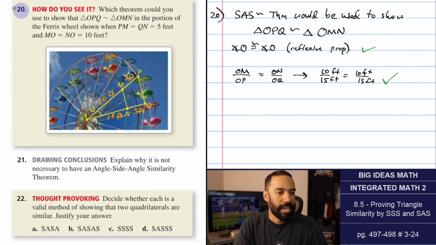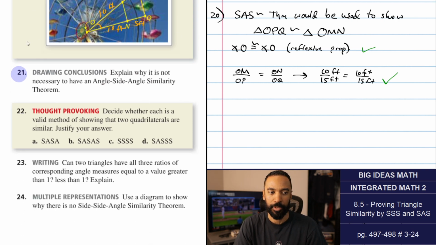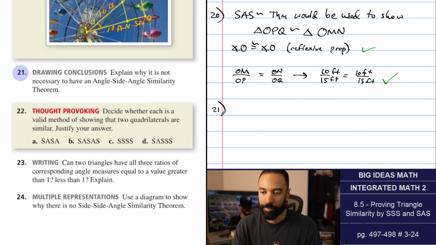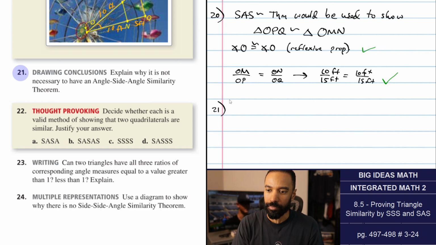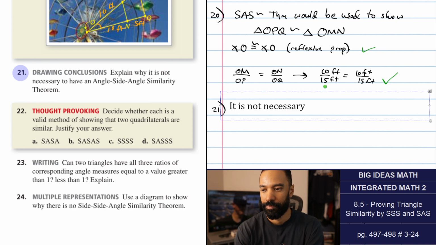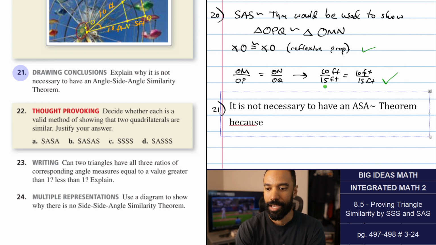Drawing conclusions. Explain why it is not necessary to have an angle side angle similarity theorem. I actually brought this up. It was probably during the lecture portion. I didn't intend to bring this up, but I did. I want to type it, but I want to write 21 first. Okay, it is not necessary to have an angle side angle similarity theorem because the angle angle similarity theorem already exists.